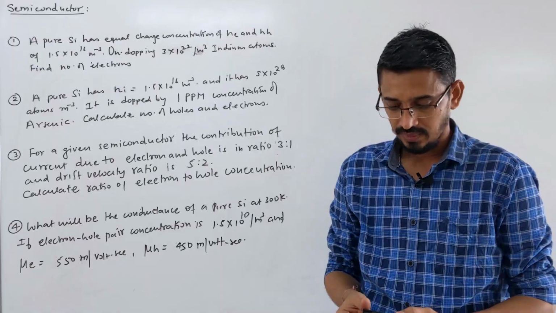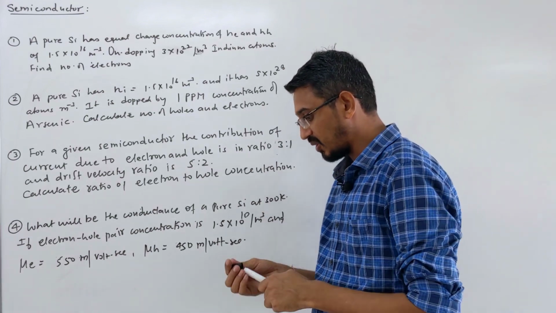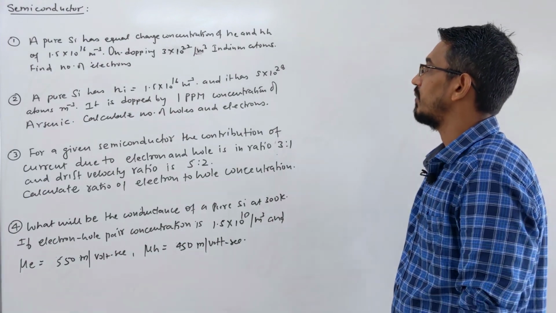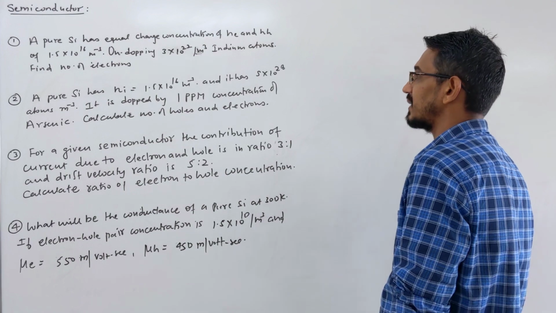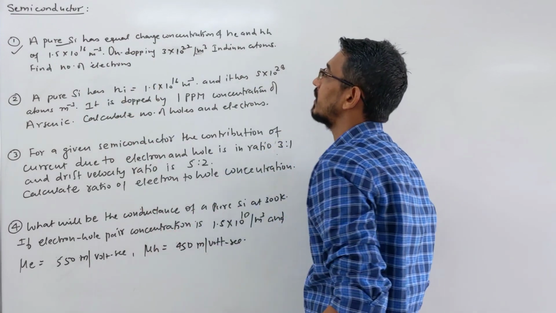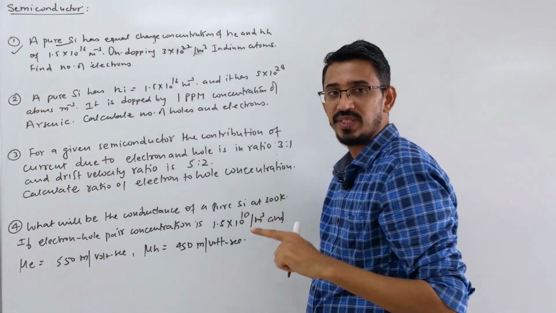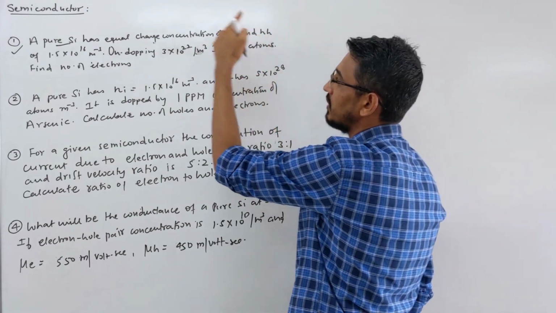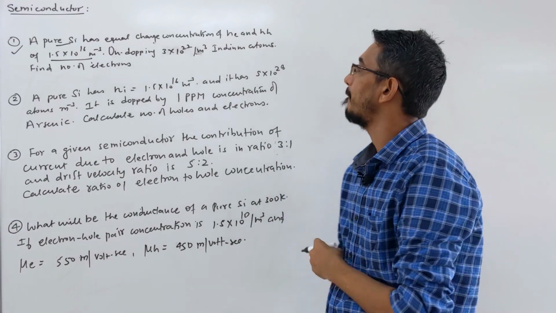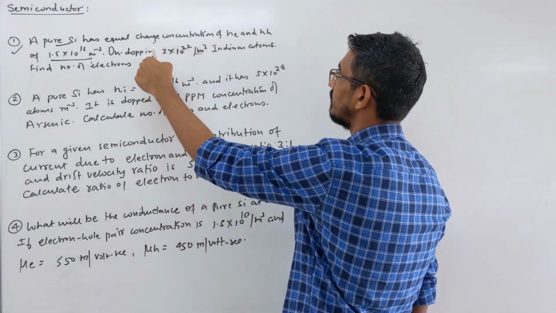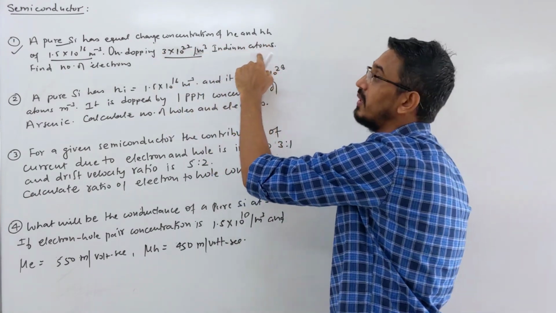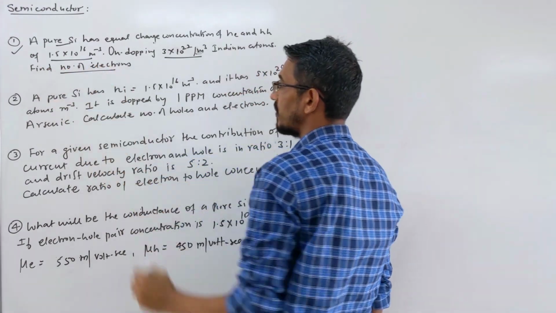Let's do that. We have a few problems here based on the mass action law and conductivity in a semiconductor. First, these two questions are based on the mass action law. Question number 1. A pure semiconductor is given. It has equal charge concentration of Ne and Nh. On doping with 3 into 10 power 22 per meter cube indium atoms, meaning that many indium atoms are doped, find the number of electrons generated.